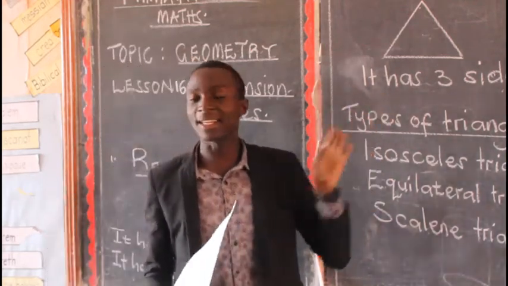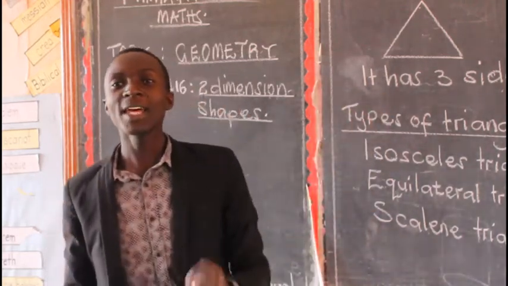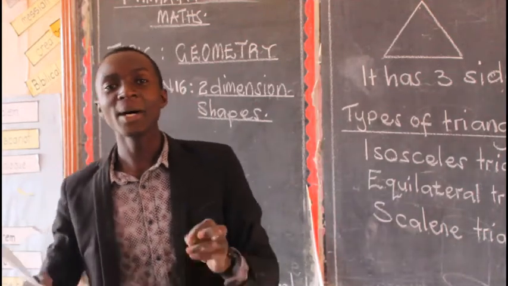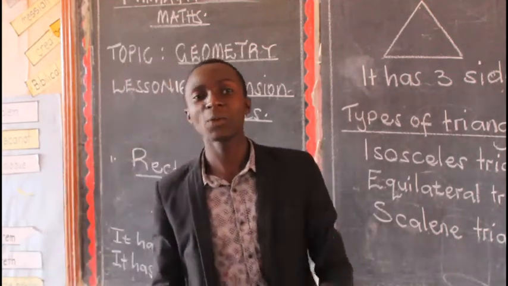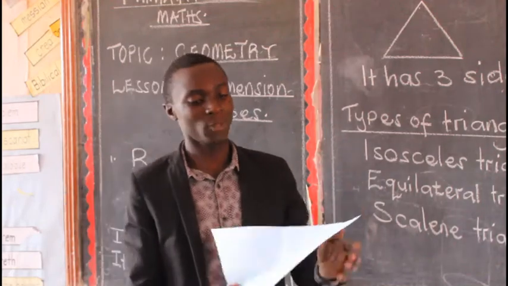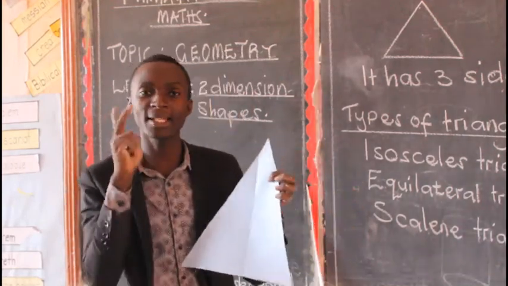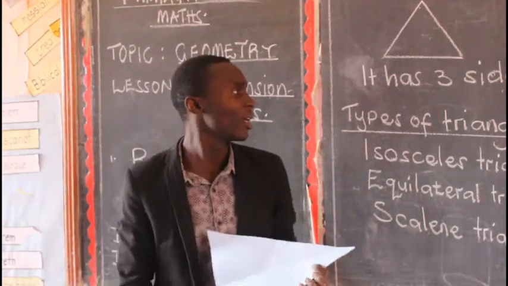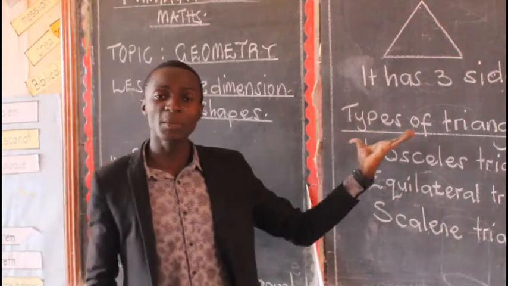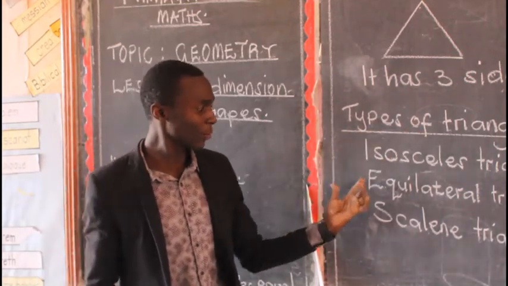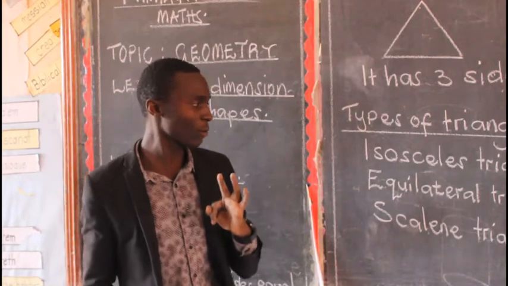It doesn't matter whether they are equal, whether they are not equal, whether some are equal to the other one, whether they are opposite. No. So long as they are 3 sides, that is a triangle. We do have very many types of triangles, and we do have 3 types of triangles.